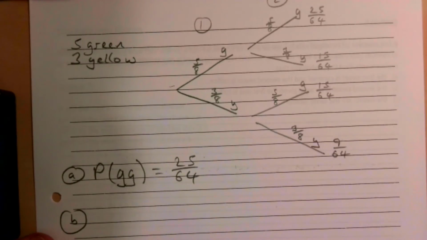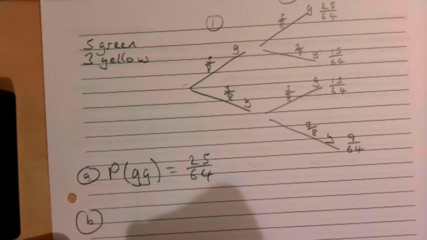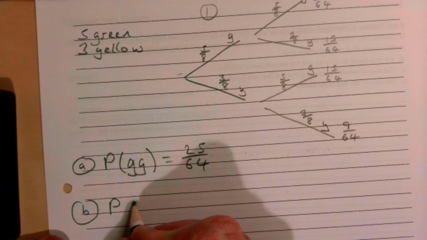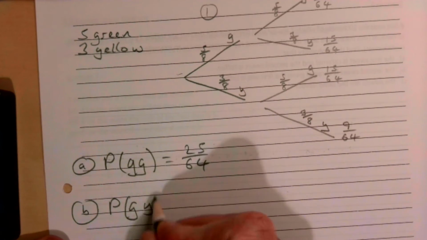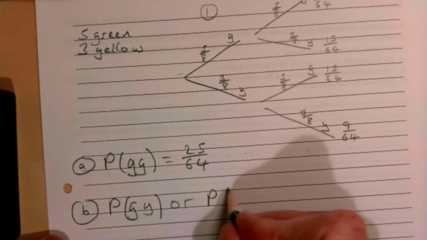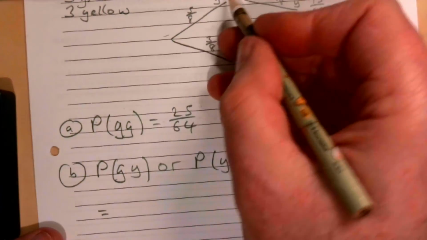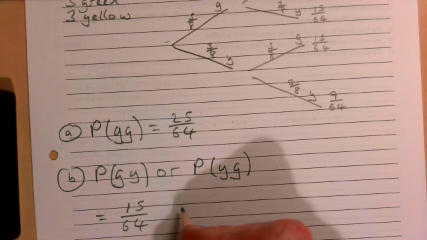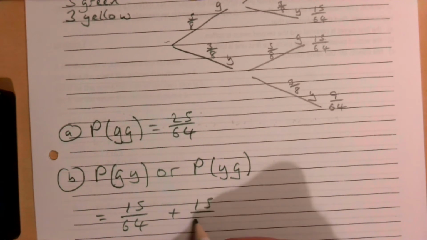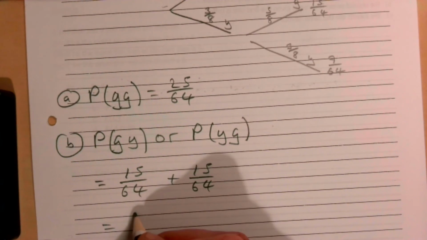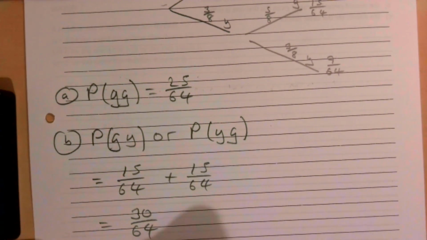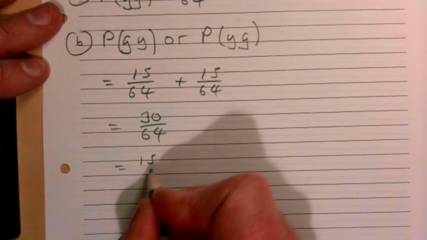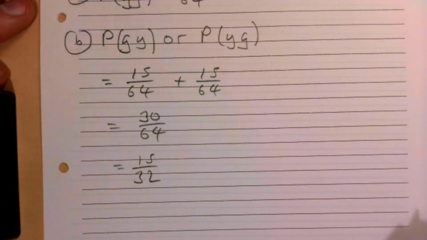The probability that they are different colours, so that would be the probability that it's green and then yellow, or the probability that it's yellow and then green. Green then yellow is 15 over 64 plus yellow and green is 15 over 64. That gives me 30 over 64, which gives me then 15 over 32.